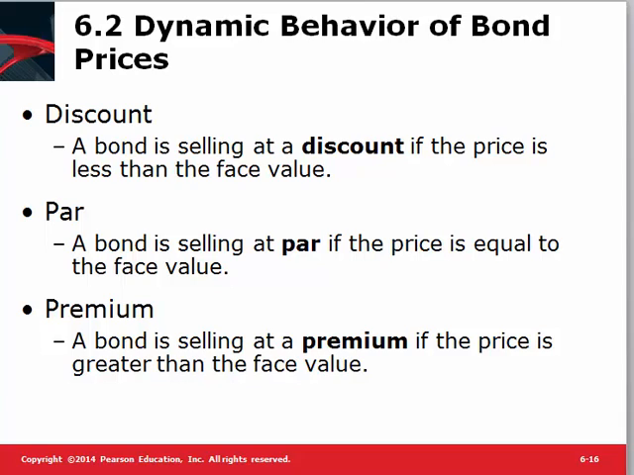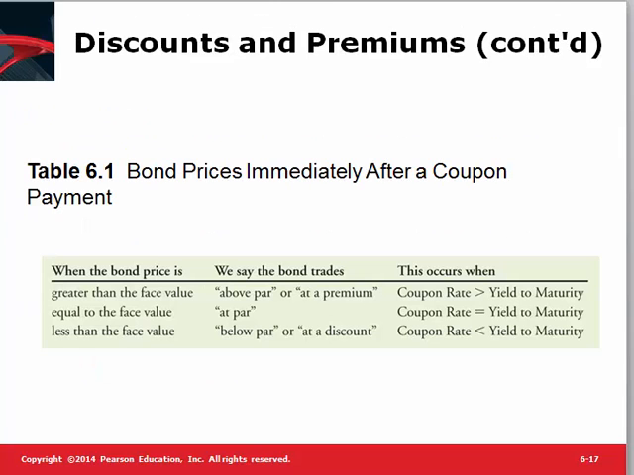We've been talking about bond price behavior. If a bond is selling at less than its face value, we say it's selling at a discount. If it's selling at more than its face value, we say it's selling at a premium. So we want to discuss how bond prices change with respect to changes in interest and changes in time. So we can look at this another way, right?